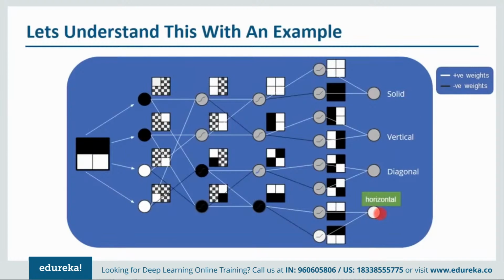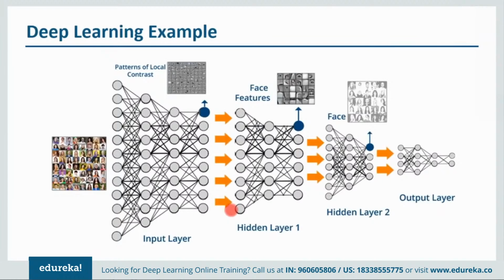And after that, we are going to calculate the difference between the actual output and the desired output, and we are going to update the weights accordingly. Now, this is just an example, guys. This is one example of deep learning where we have images. We provide this raw data to the first layer, the input layer. Then this layer will determine the patterns of local contrast, which means that it will differentiate on the basis of colors and luminosity and all those things.